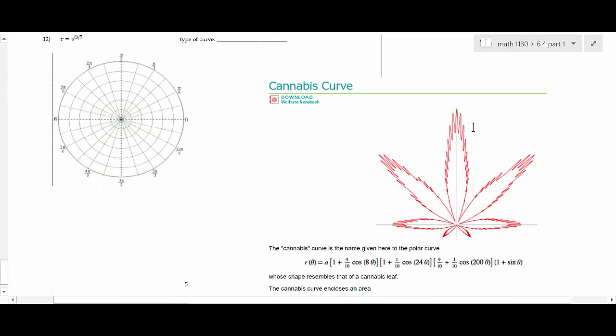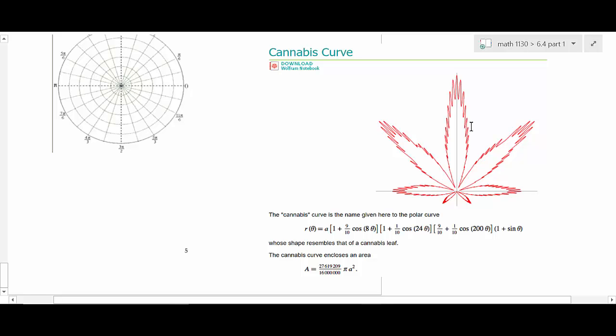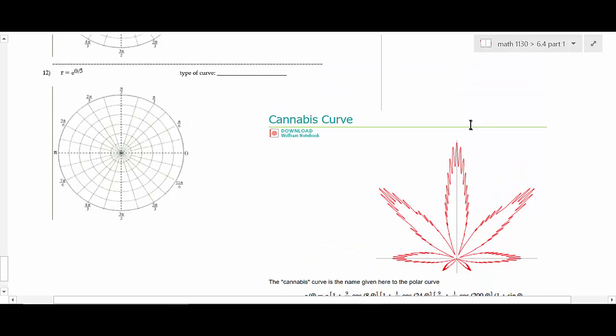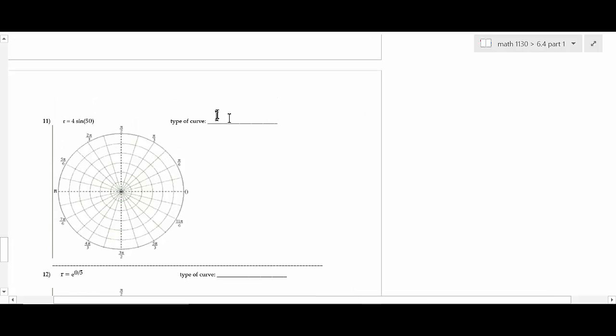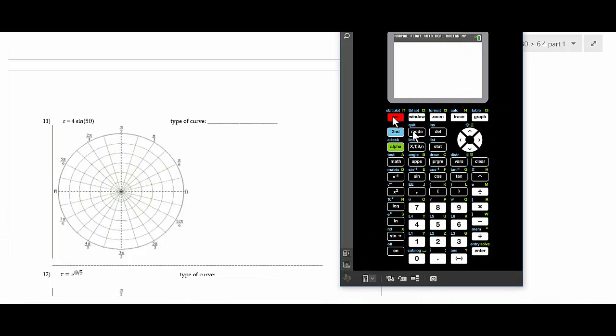Did I show you guys the cannabis curve? Yes. Did anybody take the time to put it in? I didn't think so. You can, but no extra credit for that. All right, let's look at this one and put this in your calculator. I'm going to clear this off. So we've got 4 sine 5 theta. This is what's called a rose curve. It should have 5 petals because of the 5 theta, and each petal I think will go out 4 units on the radius, if I'm remembering right. So it just goes like that.